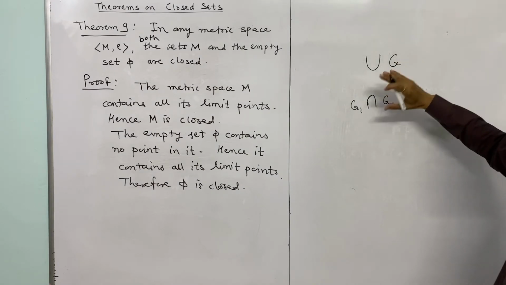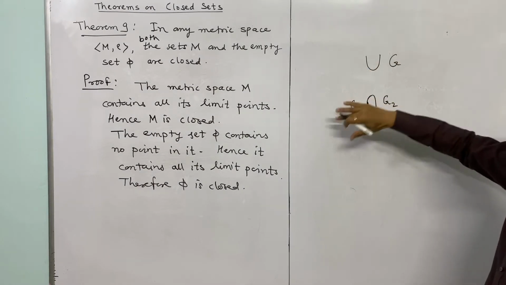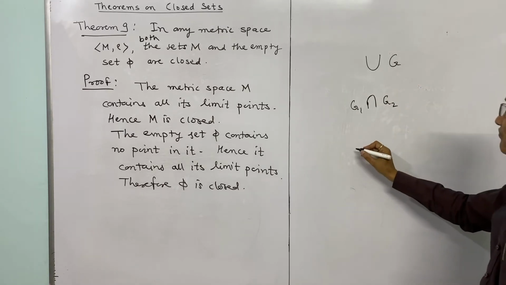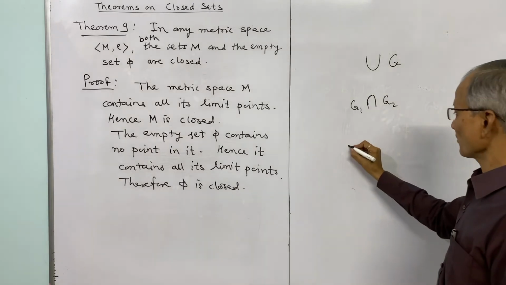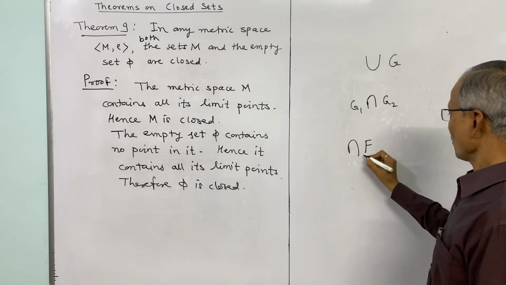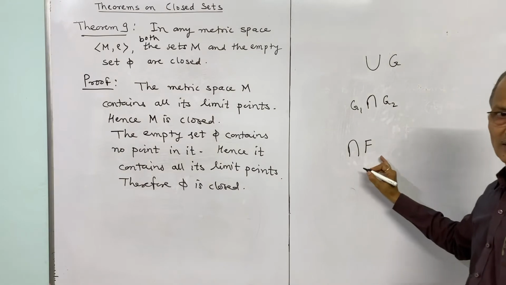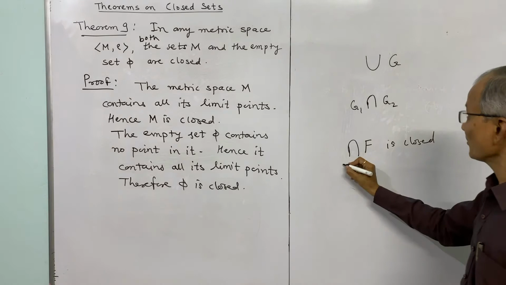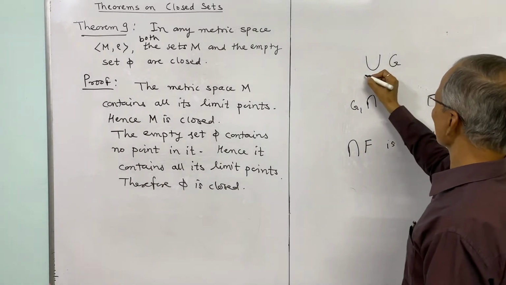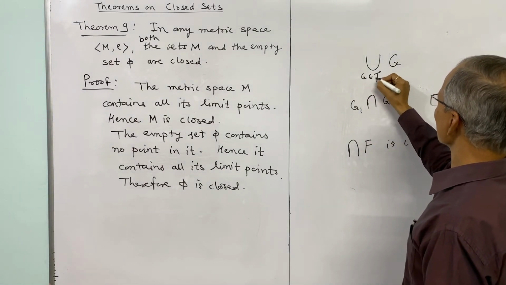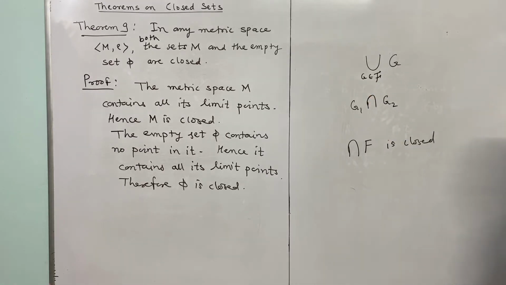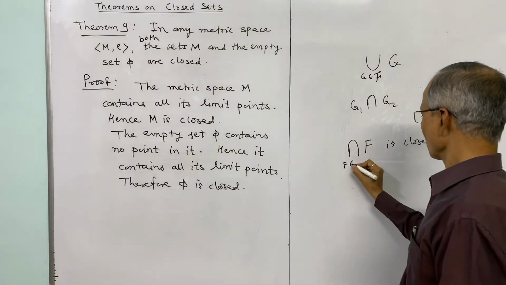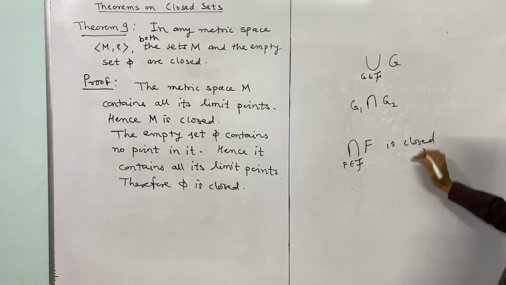Now the result is a complementary result. Here, instead of arbitrary union, we will say arbitrary intersection. The arbitrary intersection of closed sets is closed. There, G is an open set and the family of G is a family of open sets. Here we shall consider F as a family of closed sets, and this is closed, while that was open.